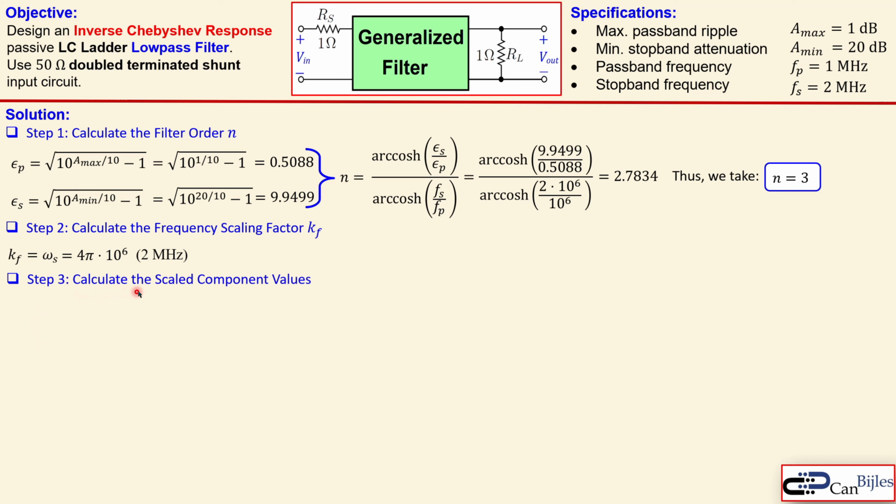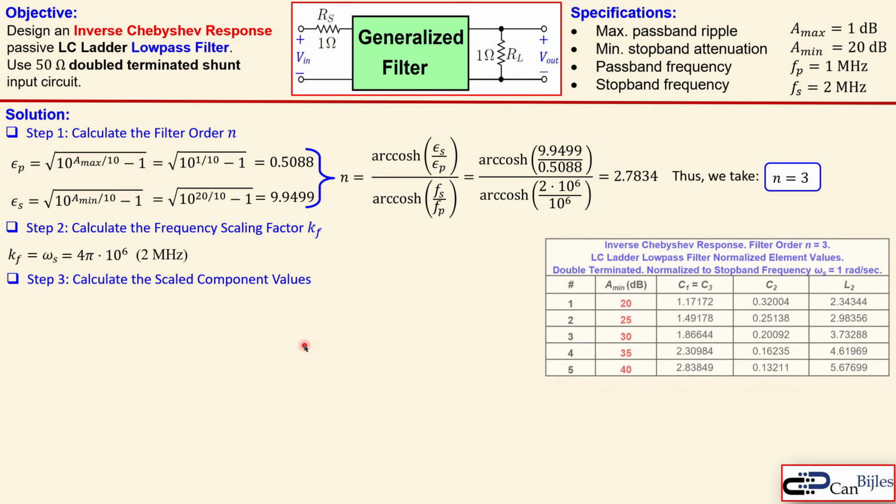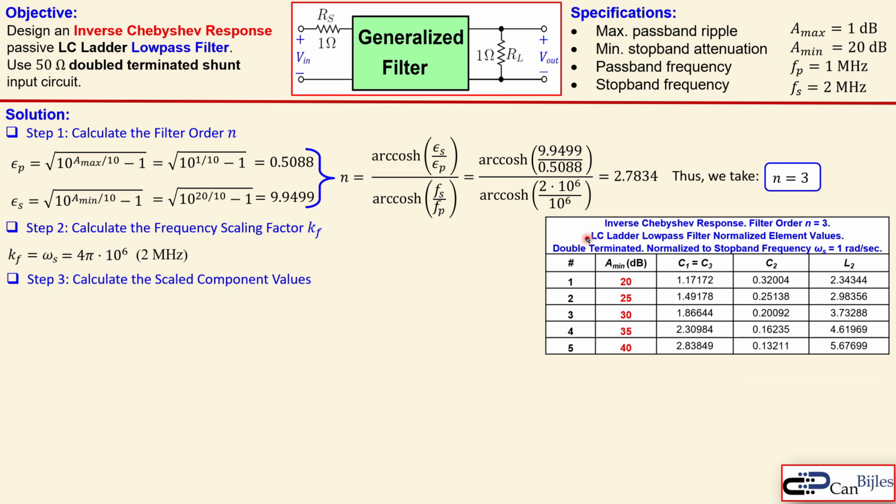Step 3 is the calculation of the scaled component values we will now determine. Now for that we need to first go to the table. This is the inverse Chebyshev response filter for a third order, so n is 3. And it is for a normalized low pass filter. So these are the normalized component values, and it is double terminated, and it is normalized to a stop band frequency of 1 radian per second.